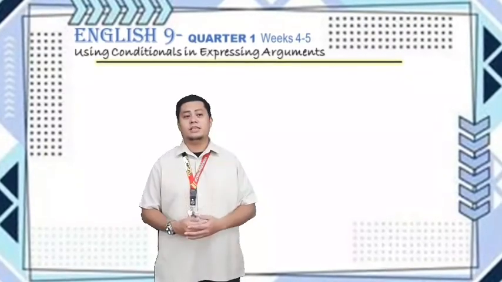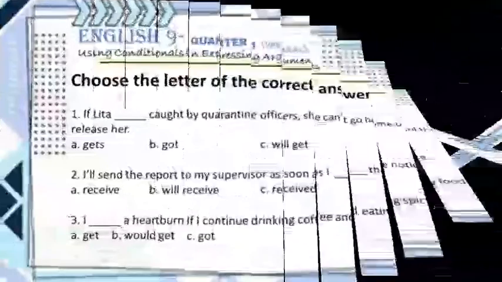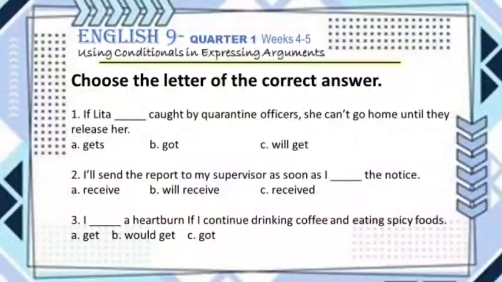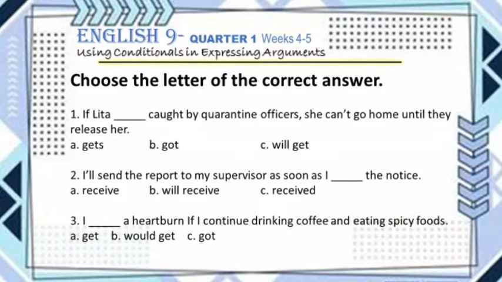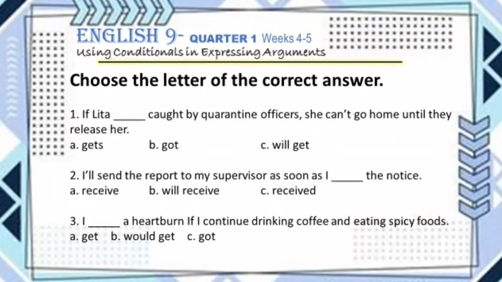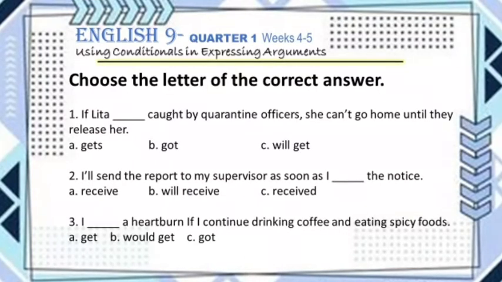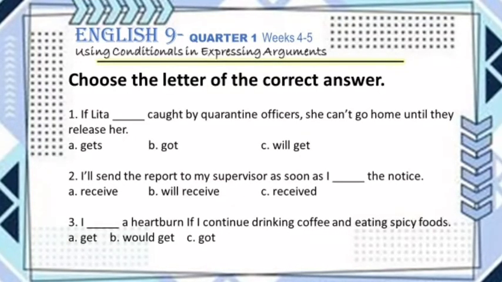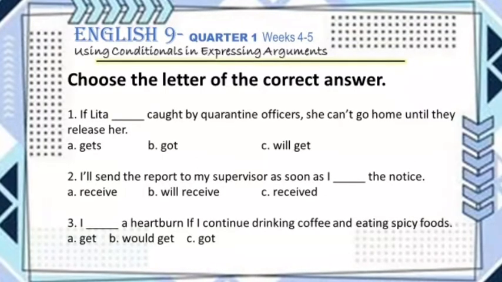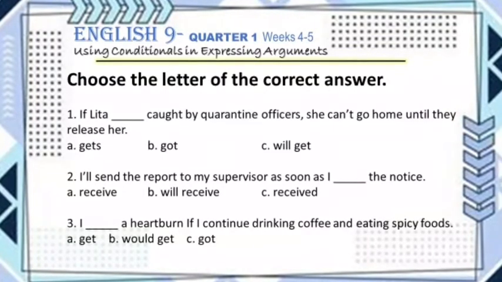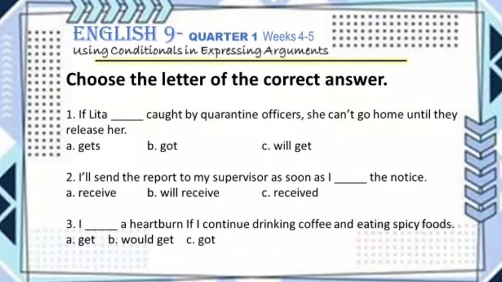For your activity, choose the letter of the correct answer. Number 1. If Lita blank caught by quarantine officers, she can't go home until they release her. A. gets, B. got, C. will get. Number 2. I'll send the report to my supervisor as soon as I blank the notice.